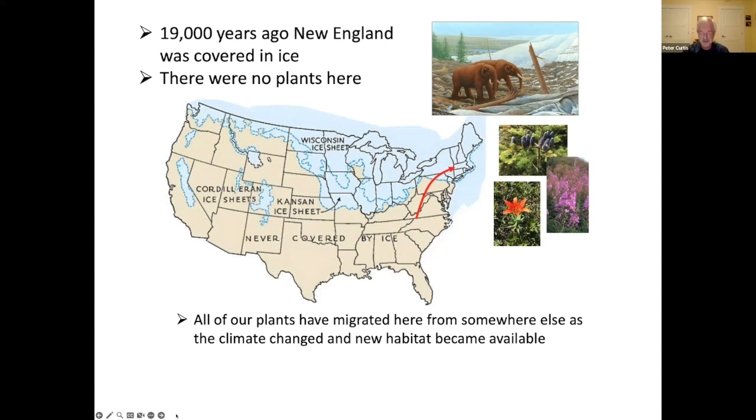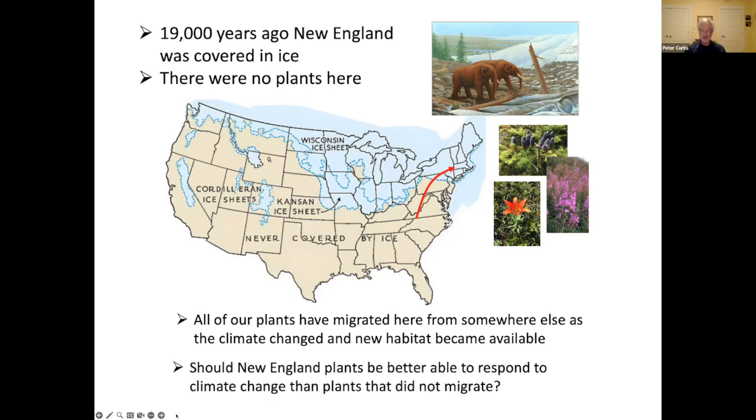So at some level, and I think it's instructive to think about this, we might ask the question, given that all of our flora, all of the plants around us have migrated here in the last thousands of years, should our plants be better able to respond to climate change than plants, for example, that didn't migrate?